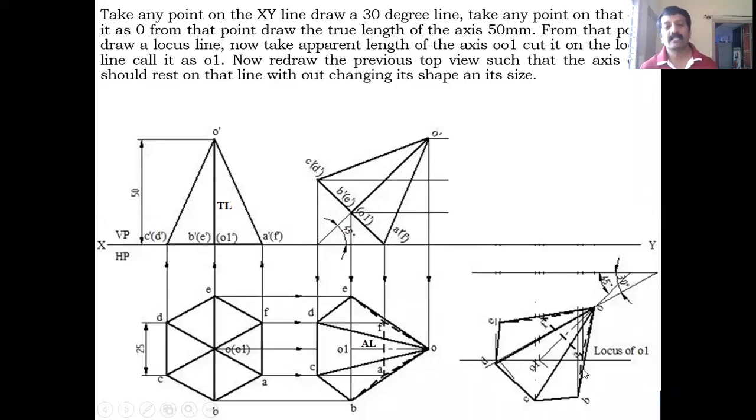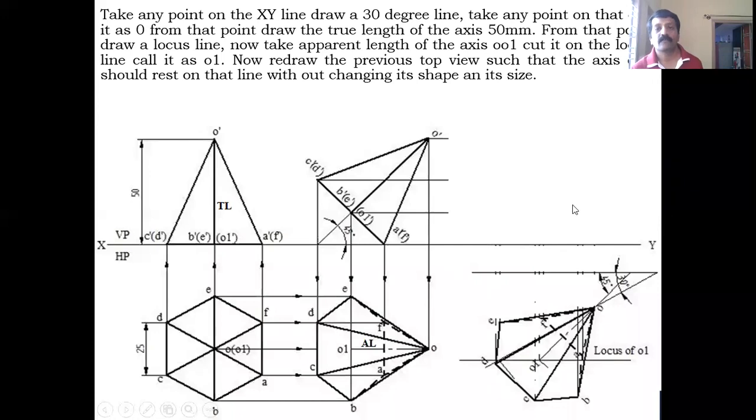Or any other method you want to draw with the help of the arc method, you can also draw it. The only thing is you need to redraw the same apparent shape of the pyramid without changing its shape and size. So after identifying all the points without changing anything, you redraw it here, including the visible edges as well as the hidden edges, axis line, everything. So this completes your top view.